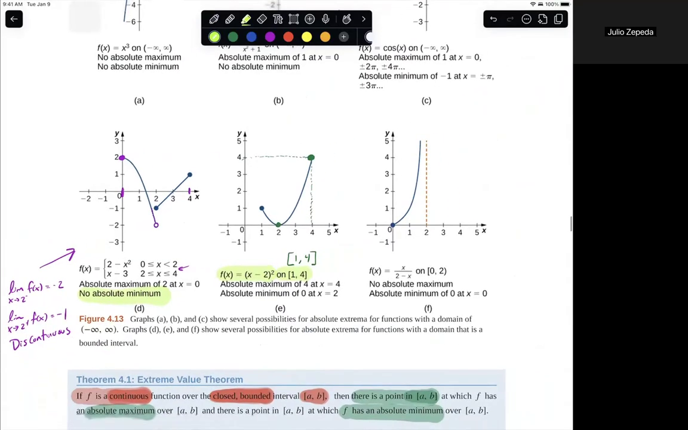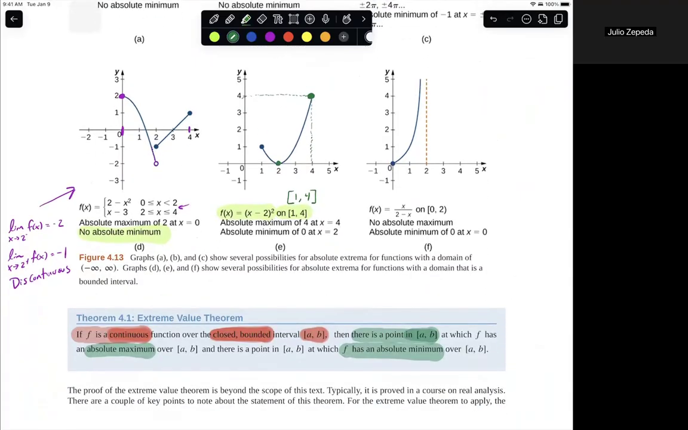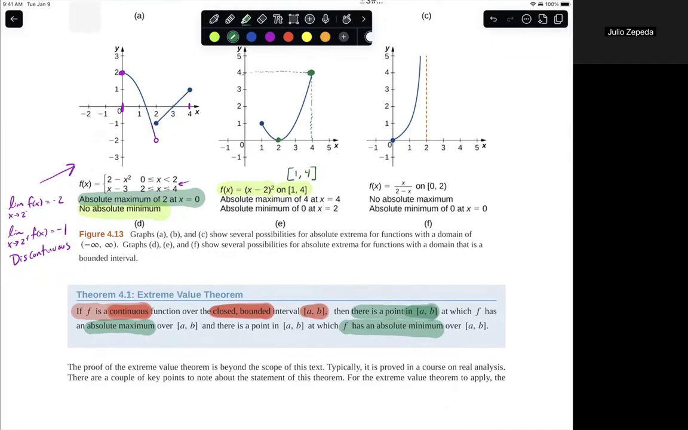And it's not guaranteed at all by the extreme value theorem since one of the conditions of continuity is not met. Okay, and as we said, it's possible that there still would have been an absolute maximum and an absolute minimum, but after further inspection, there was an absolute maximum, not an absolute minimum.